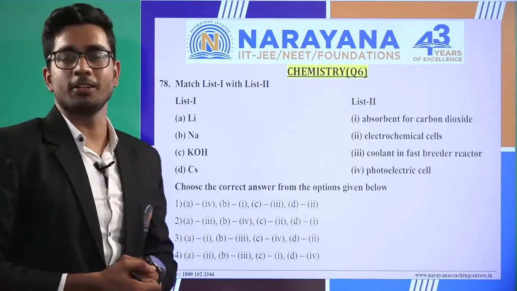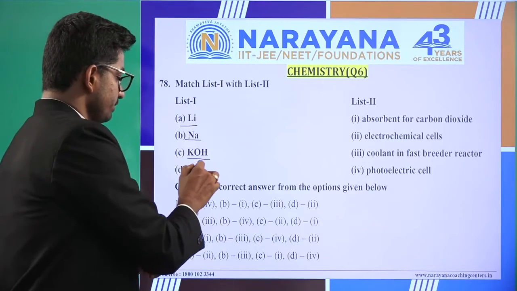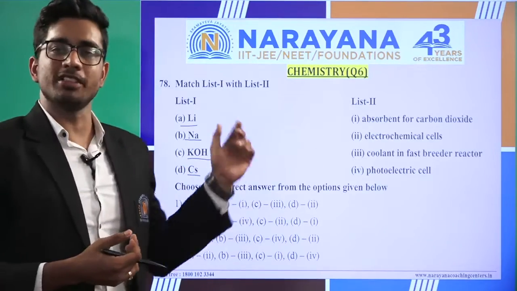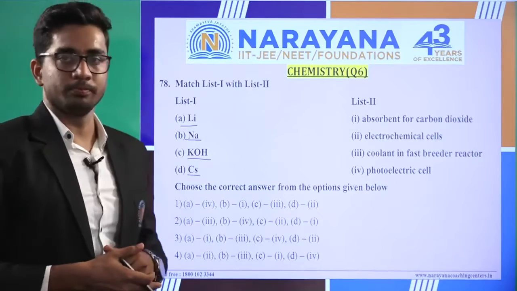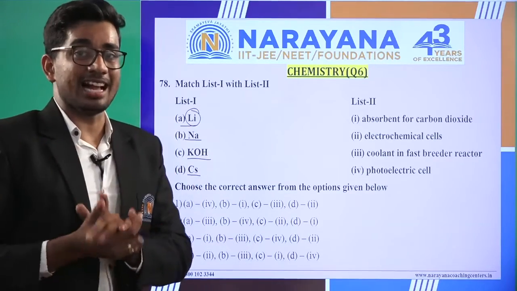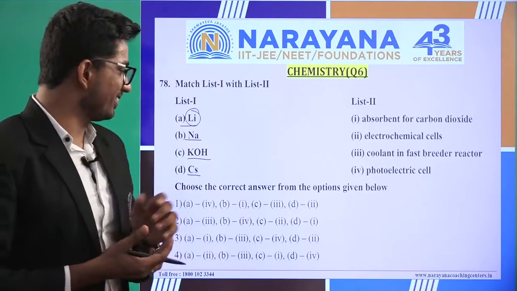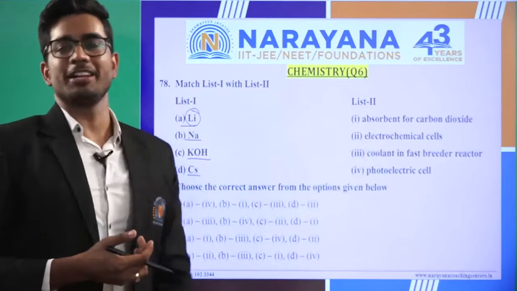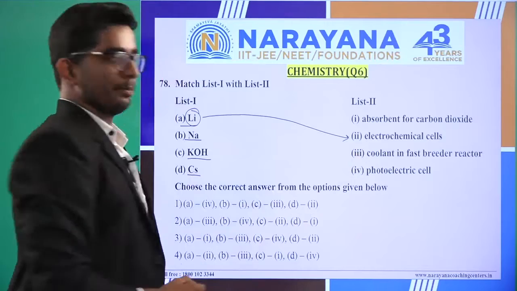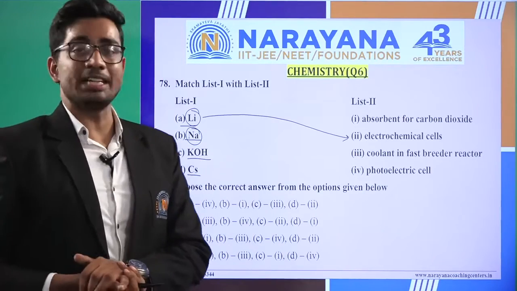A match the column. List 1 and list 2, and we can see the metals out here, and here a base, and there we have different applications of these metals as well as the KOH molecule. So here if we'll see lithium, most of you would have seen that lithium ion battery is present mostly in phones and electronic devices. So basically it has application in electrochemical cells. So lithium will be used in electrochemical cells. Second, sodium. So basically sodium is used as coolant in nuclear reactors.